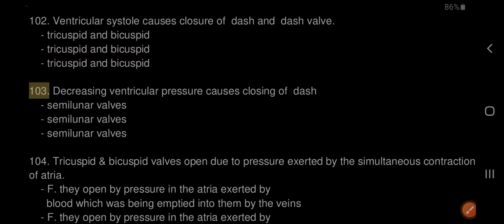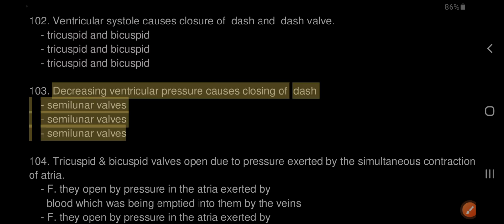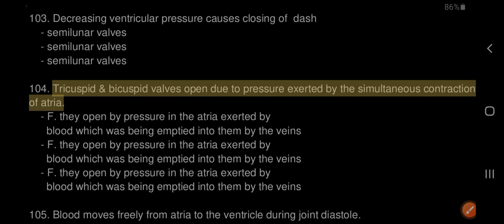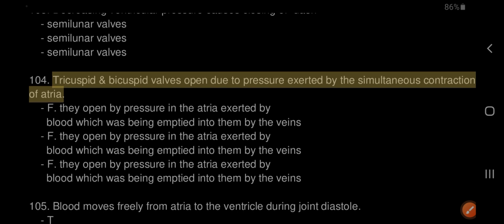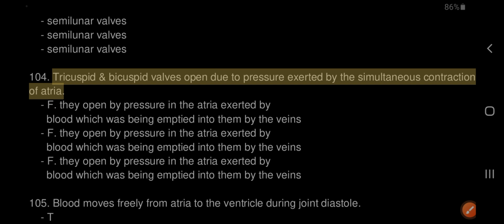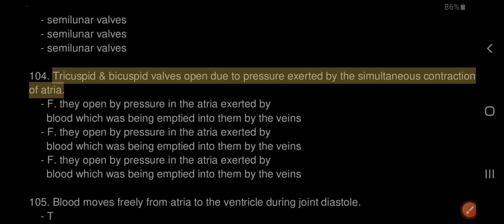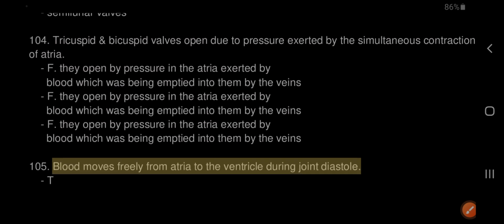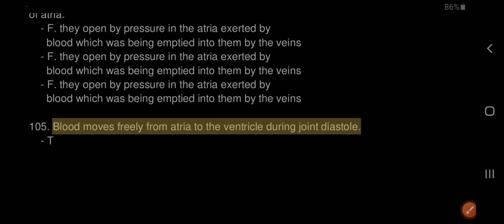104. Tricuspid and bicuspid valves open due to pressure exerted by the simultaneous contraction of atria. False. They open by pressure in the atria exerted by blood which was being emptied into them by the veins. 105. Blood moves freely from atria to the ventricle during joint diastole. True.